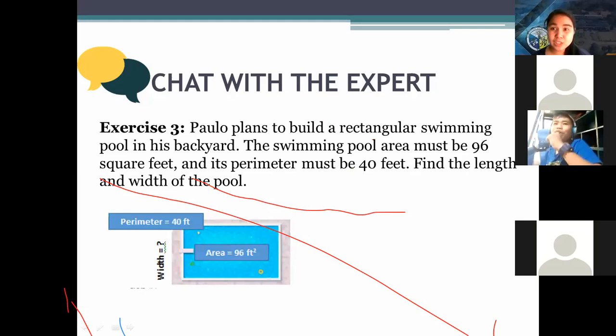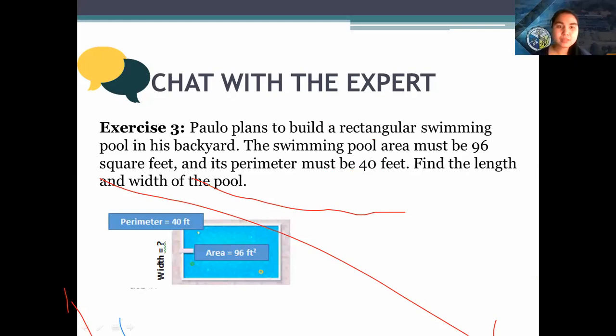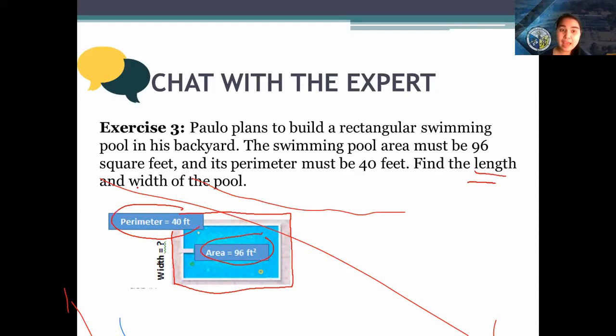Now let's go to the last one. Let's have the problem. What's the problem all about? Paulo, wait first, where's my pen? There. Paulo plans to build a rectangular swimming pool in his backyard. The swimming pool area must be 96 square feet. And its perimeter, remember the perimeter is the distance around an object, must be 40 feet. We find the length and the width of the pool.